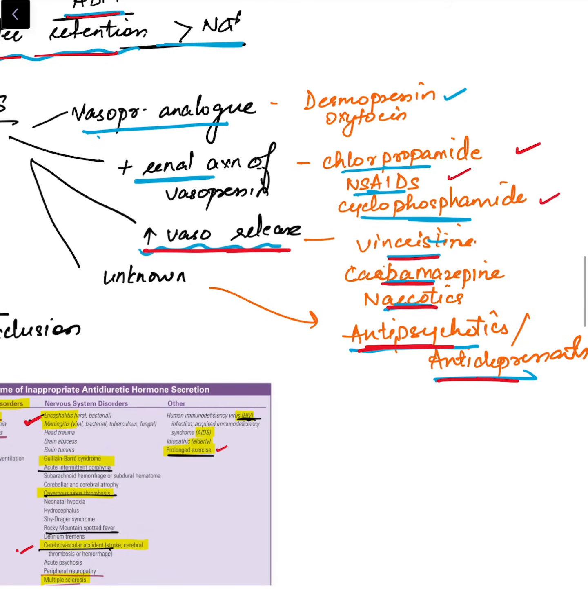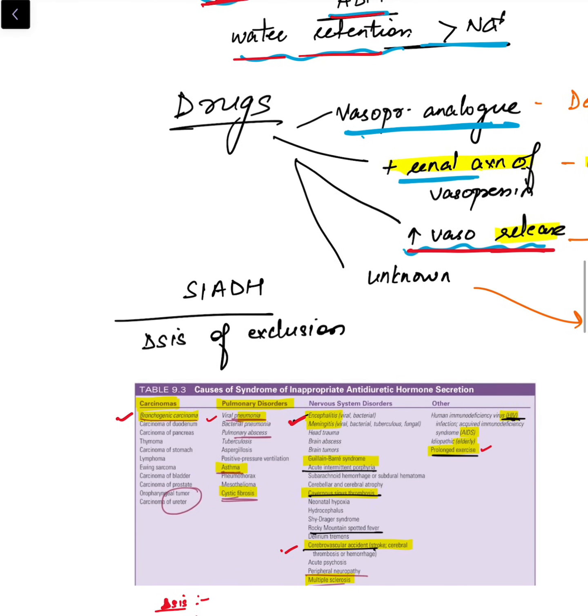Then what all drugs cause hyponatremia? Some of the vasopressin analogs act like vasopressin, like desmopressin, oxytocin. Some increase the renal action of vasopressin, like chlorpropamide, NSAIDs, cyclophosphamide. Some increase the vasopressin release, like vincristine, carbamazepine, narcotics, and, by an unknown mechanism, the antipsychotics and antidepressants.